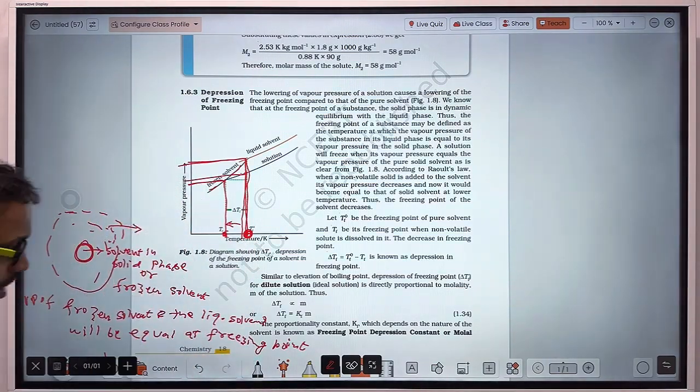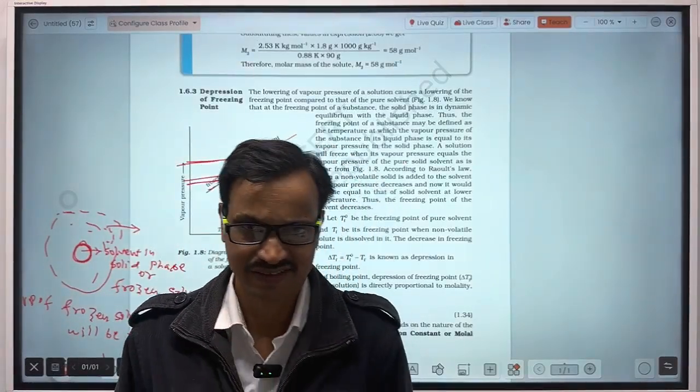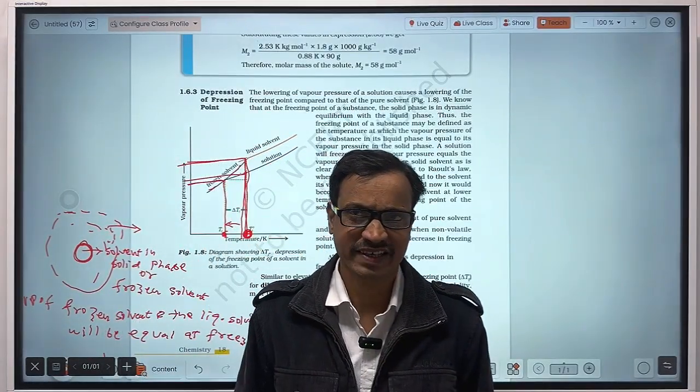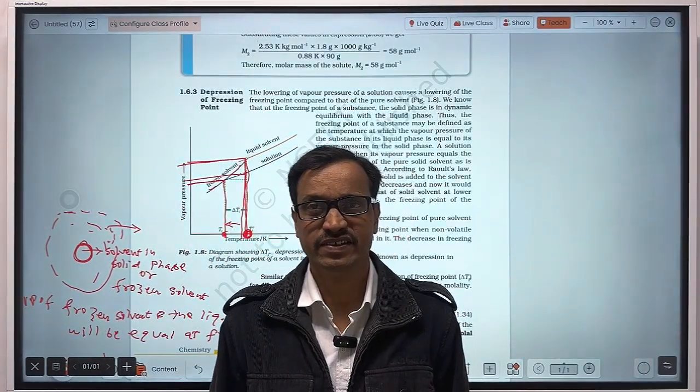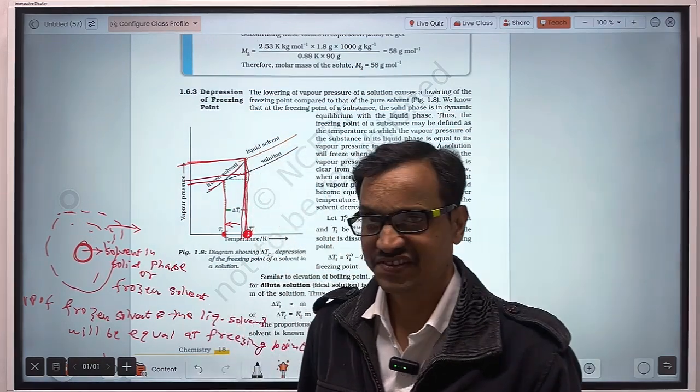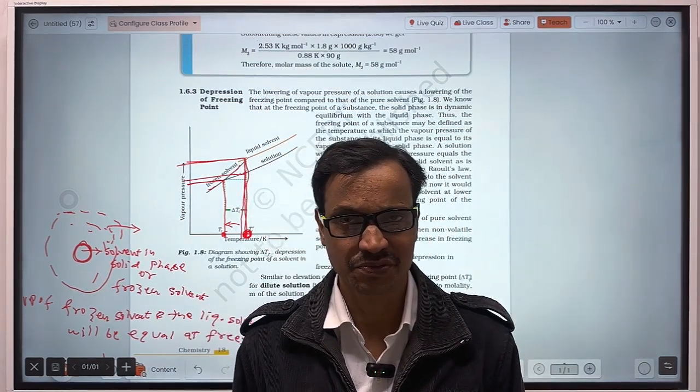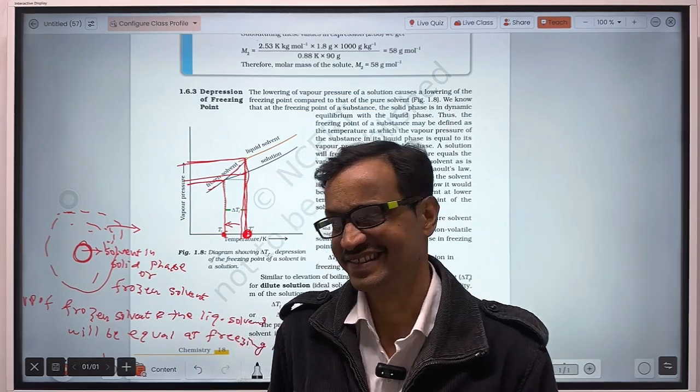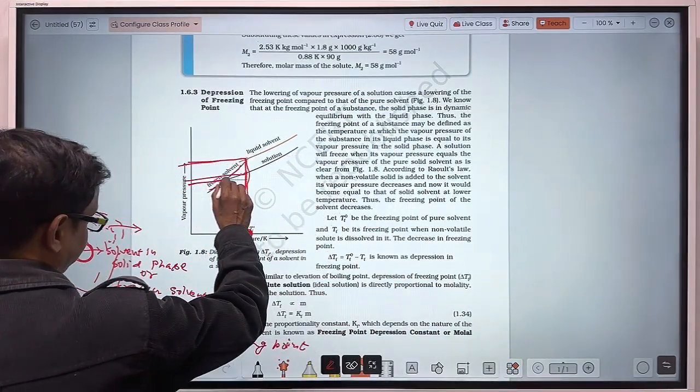So when a solid solute or any non-volatile solute dissolves in a solvent, then the freezing point of the resulting solution will decrease. Okay, this one.